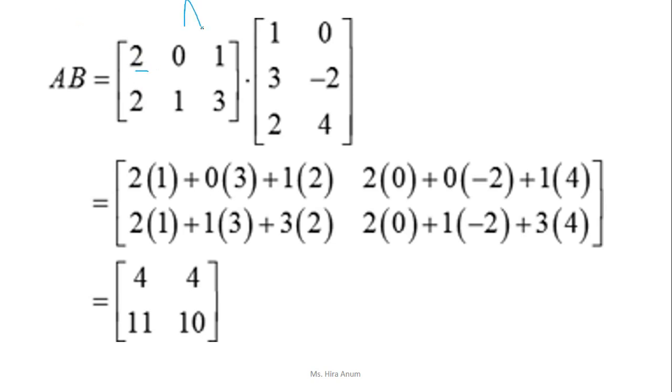A is this and B is this. 2 multiply with 1, 0 multiply with 3, 1 multiply with 2. You can see this. Then 2 multiply with 0, 0 multiply with minus 2, 1 multiply with 4. You can see this. 2 multiply with 1, 1 multiply with 3, 3 multiply with 2. You can see. 2 multiply with 0, 1 multiply with minus 2, 3 multiply with 4. Answer will be this.